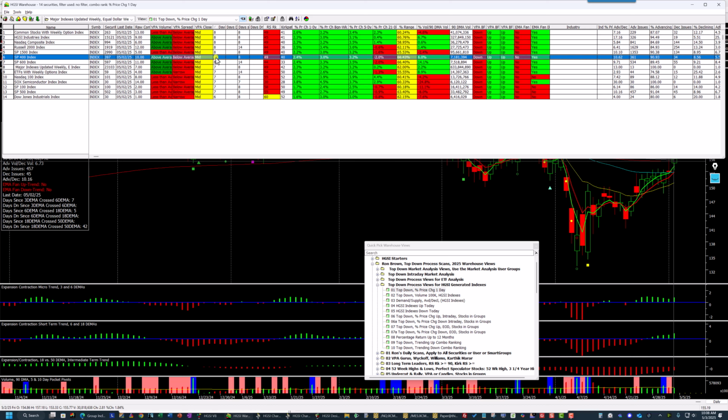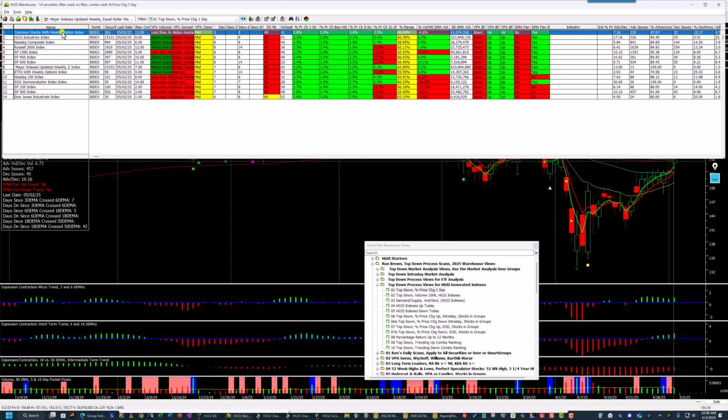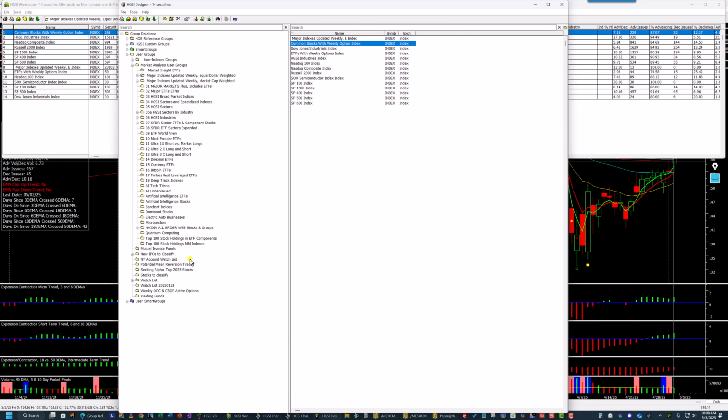Just remember, you have to use the HGSI indexes with this. Now I use these down here because I make sure they're updated frequently, every week, because stocks do come and go, and it takes a little longer for these up here to be updated. So these are the most current indexes. You have to be a member of the Insider Club to have access to this, but it keeps you up to date, let me put it that way.